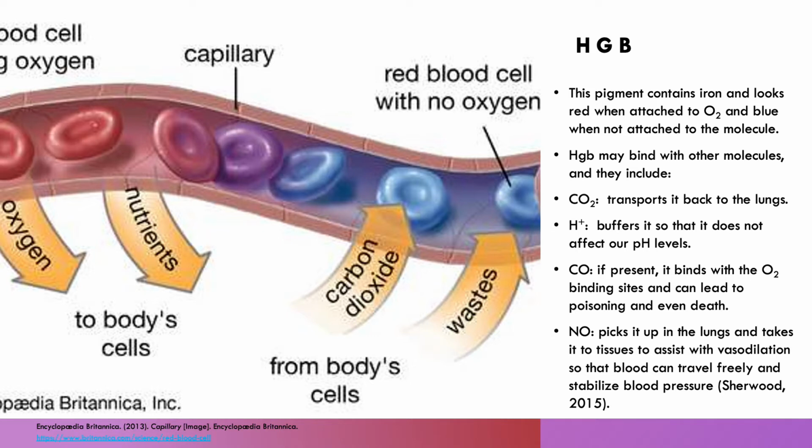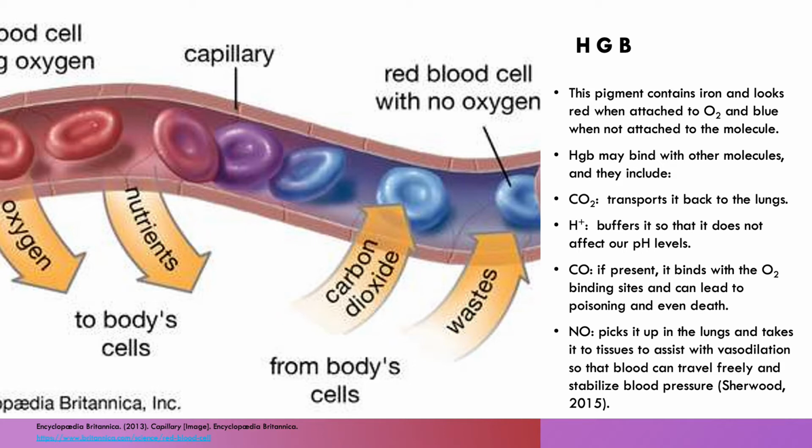Hemoglobin is a pigment and it does contain iron as previously stated, and it looks red when attached to oxygen and blue when not attached to the molecule. That directly correlates to either arterial or venous blood. Therefore, arterial blood looks somewhat reddish and venous blood looks somewhat bluish.